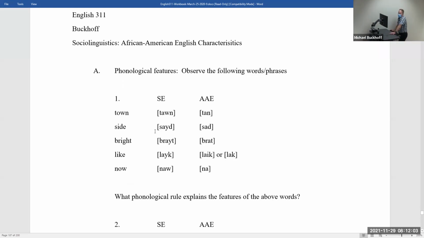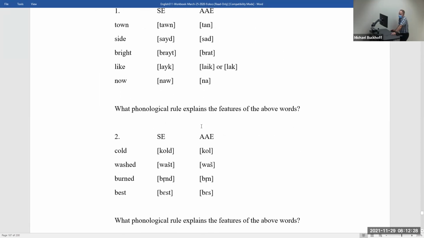So it says, in African-American English, there is a difference in diphthongs. So the tendency is to get rid of the diphthongs. So instead of town, it's ton, or side, sahd. So there can be some differences in taking diphthongs and turning them into less complex vowels or monophthongs. So that's what's going on there.